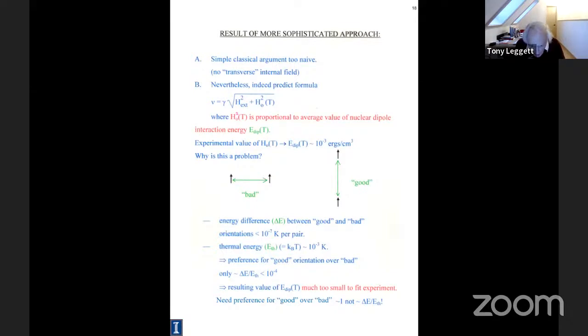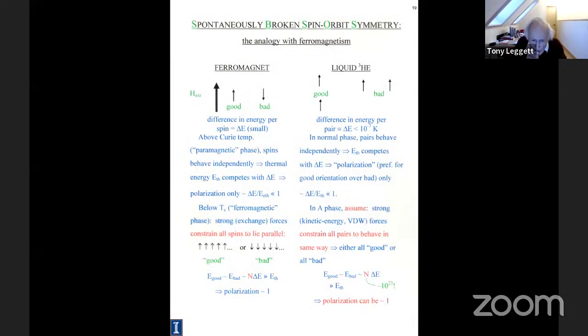The thermal energy at the temperatures you're talking about is 10 to the minus 3 kelvins. So at first sight, the thermal energy should totally overwhelm the preference for end-to-end over side to side. And so you'd only get a tendency of the order of 10 to the minus 4. And what that will mean in turn is that the experimental value of the dipole energy, which you need to fit the characteristic field, is much too small. What you need is a preference for good over bad, which is not of order delta E over the thermal energy, but of order 1. How on earth could you get that? Next slide, please. I lay awake for 3 weeks, I think, at night, trying to see how this could be.